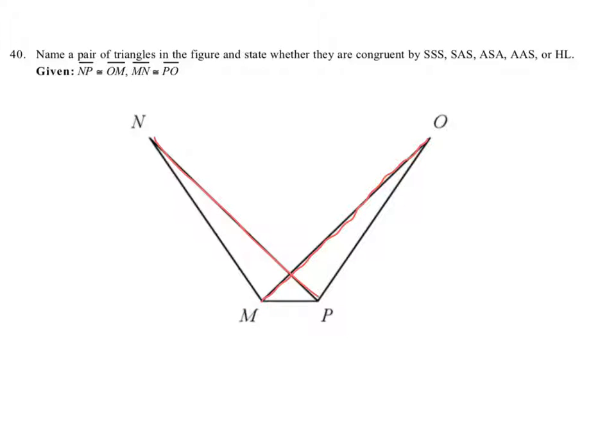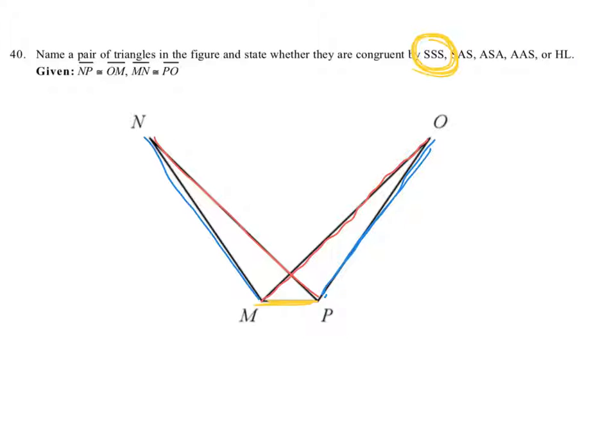That MN is congruent to PO. So we've got 2 sides of those larger triangles, and conveniently, because they are overlapping, we actually have a shared side down here at the bottom, which means that we then have side, side, side congruence. Side, side, side congruence. Okay?